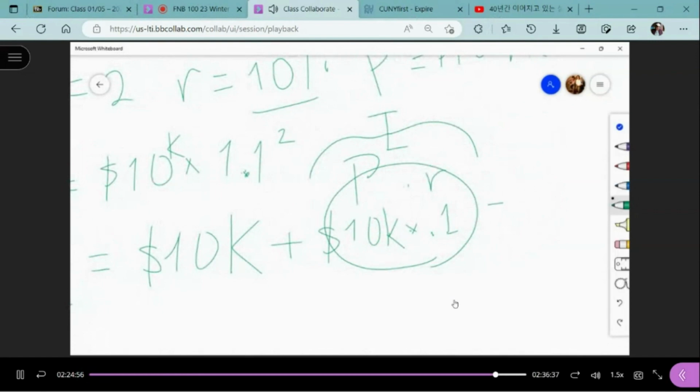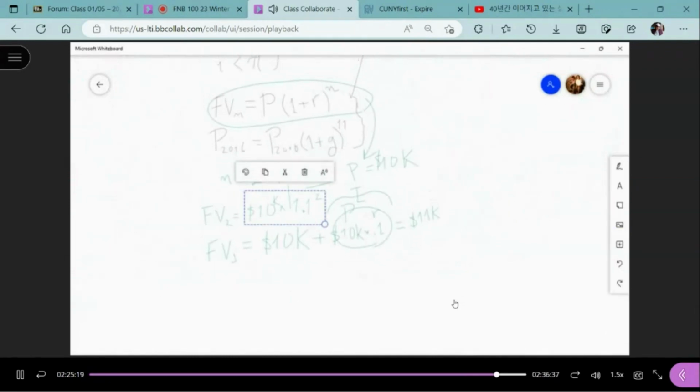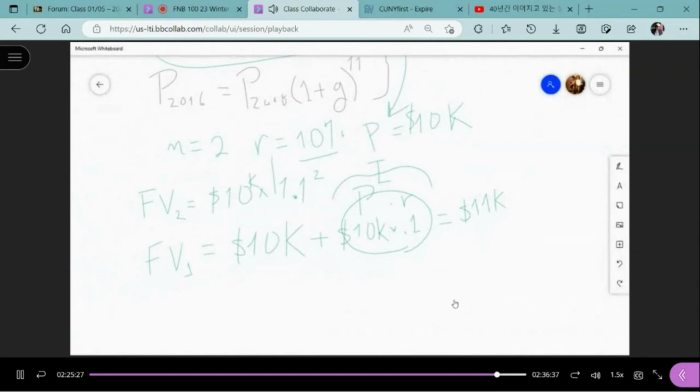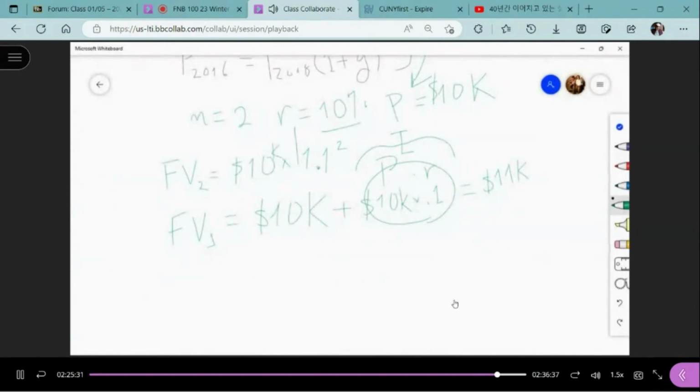So then of course, 11K, and everyone knows that. Then we can factor out the common factor. The common factor is the 10K principal, right? This is principal. We can factor out the principal. If you factor out, this one will be 1, and this one will be just R, right? So that's what's there at the end of year 1, 11K.